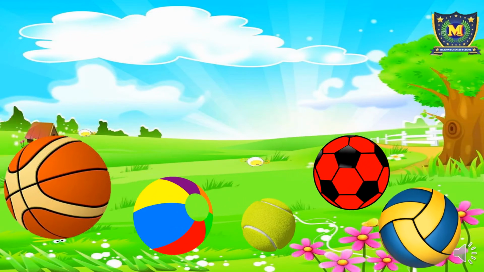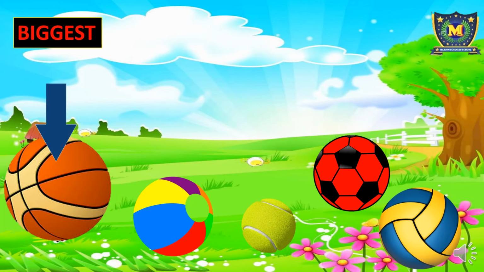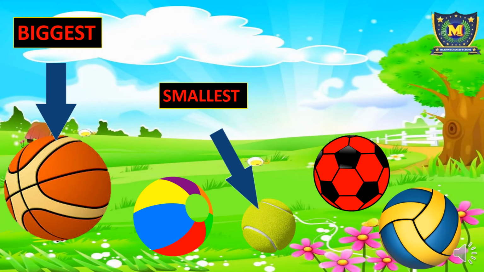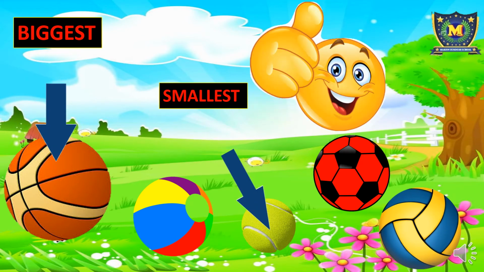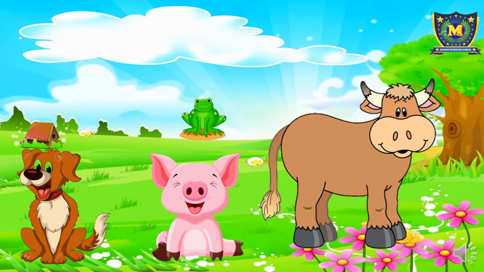Okay, another example. Now, how about these balls? Which one is the biggest and which one is the smallest? Let's start with the biggest. Yes, it's the basketball. How about the smallest? You're right. It's the tennis ball. Great job.